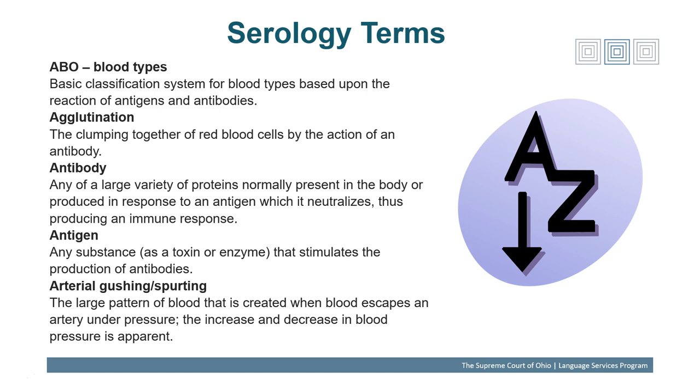Arterial gushing or spurting: the large pattern of blood that is created when blood escapes an artery under pressure. The increase or decrease in blood pressure is apparent.